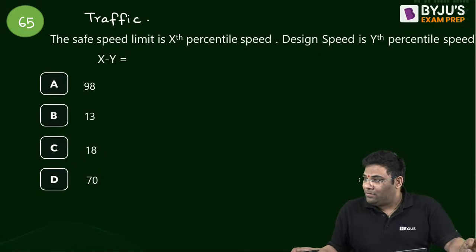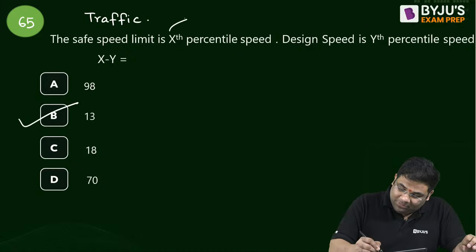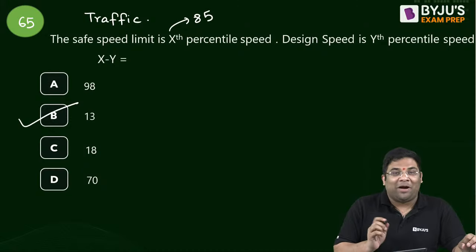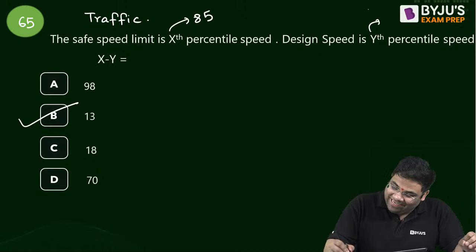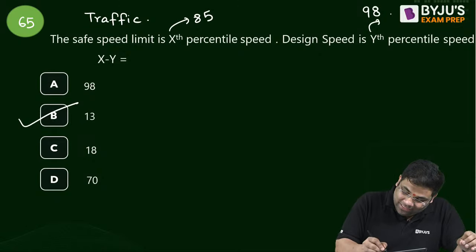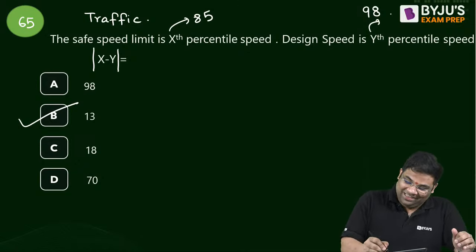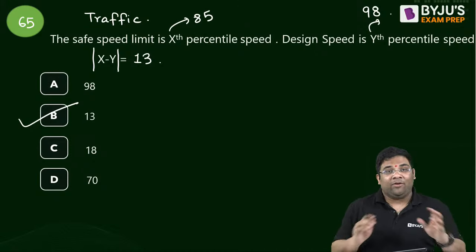So the 65th answer is 13. Safe speed is 85. Oh, I have just mentioned it wrong. It should be y minus x. And design speed is 98. So this is actually y, it should be y minus x. Let us take a mod. This becomes 13, right? Understood?